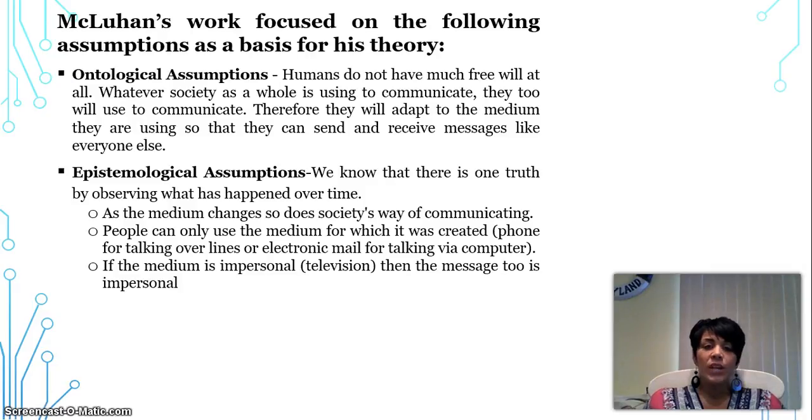Epistemological assumptions. We know that there is one truth by observing what has happened over time. As the medium changes, so does society's way of communicating. People can only use the medium for which it is created, so a phone for talking over lines or electronic mail for talking via computer. If the medium is impersonal, such as television, then the message too is impersonal.